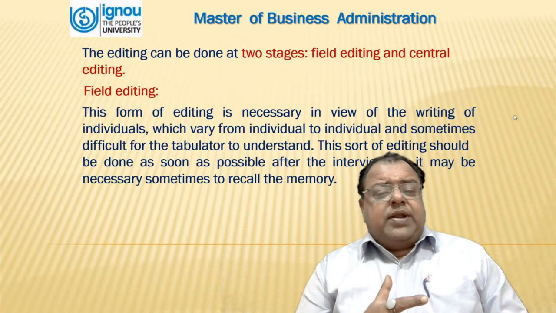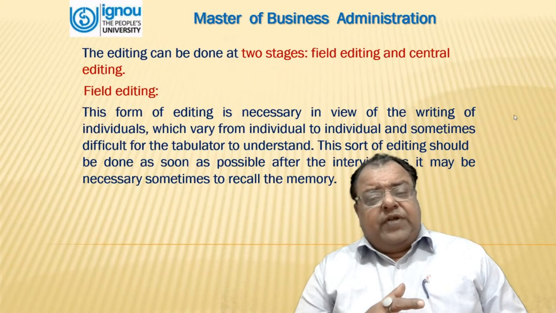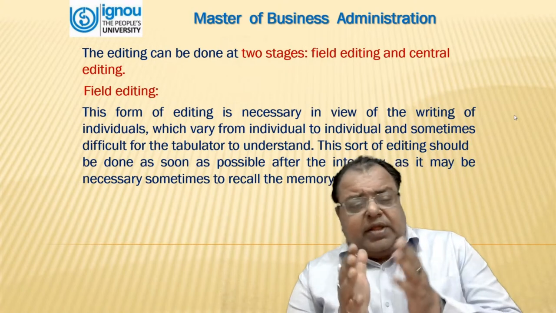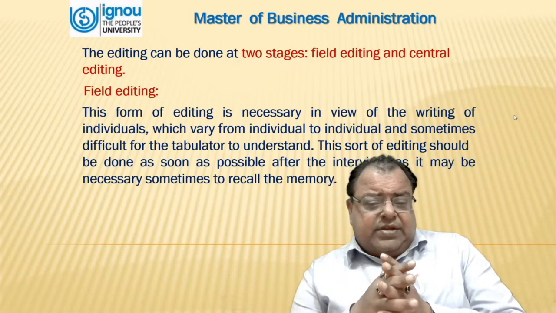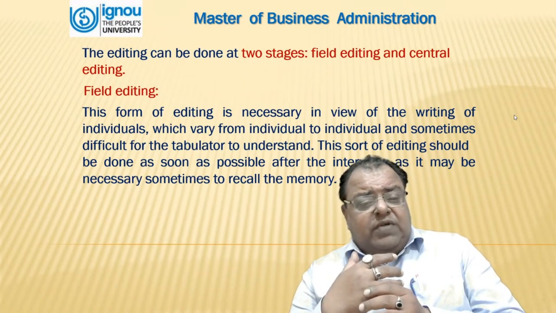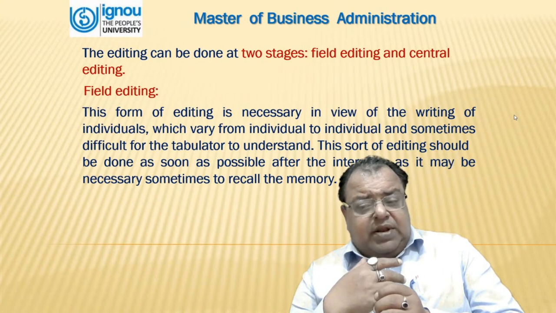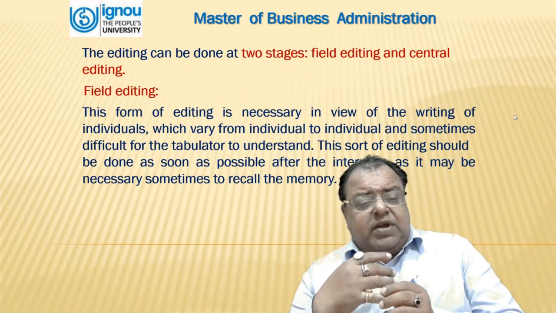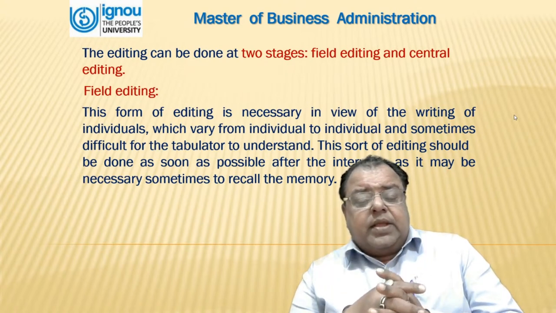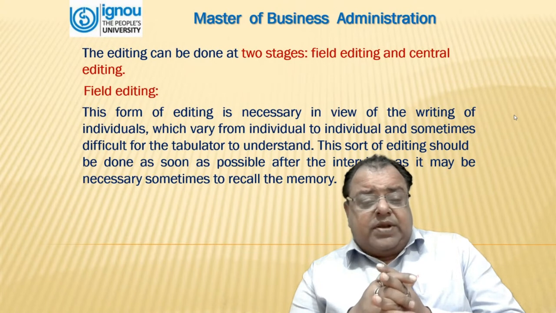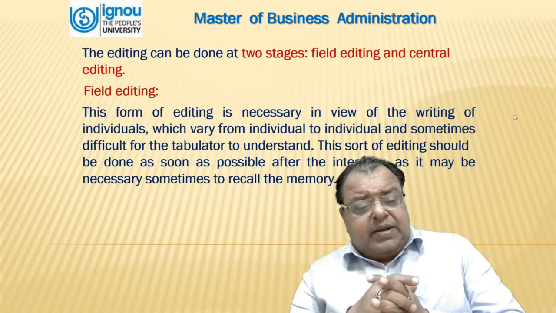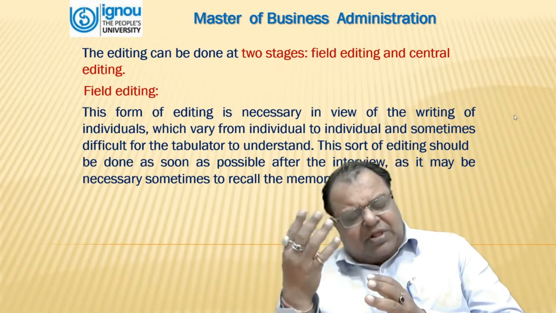The editing can be done in two stages, that is field editing and central editing. If we talk about field editing, this form of editing is necessary in view of the writing of individuals, which varies from individual to individual and is sometimes difficult for the tabulator to understand. This sort of editing should be done as soon as possible after the interview, as it may be necessary sometimes to recall the memory.